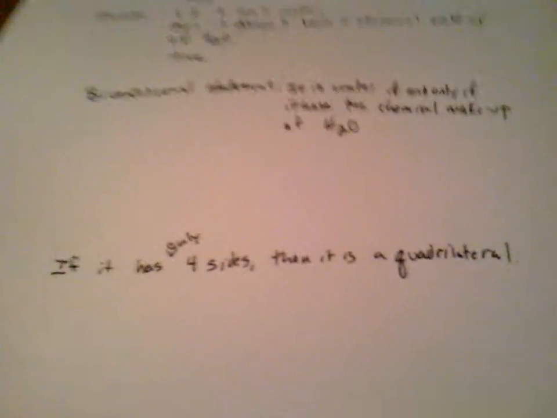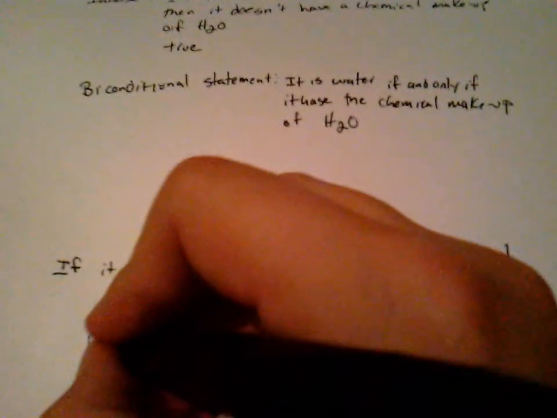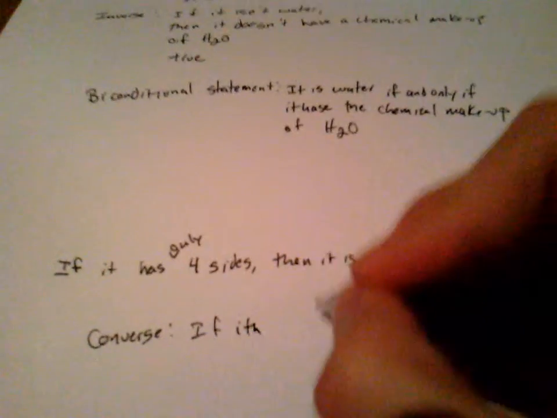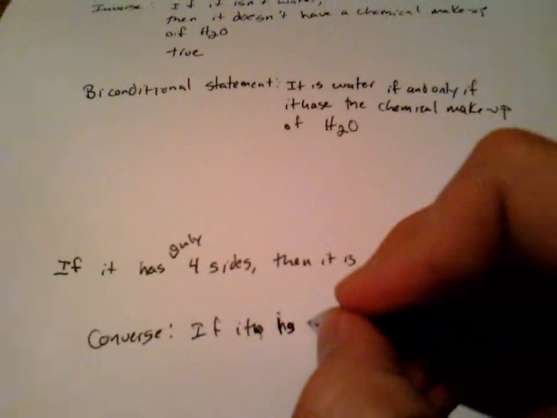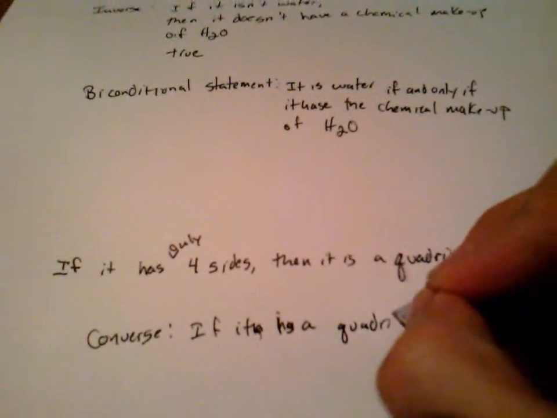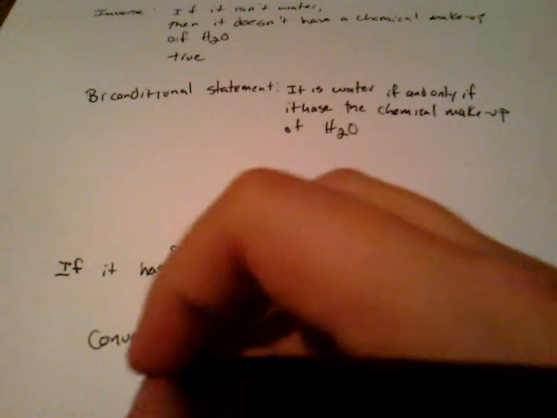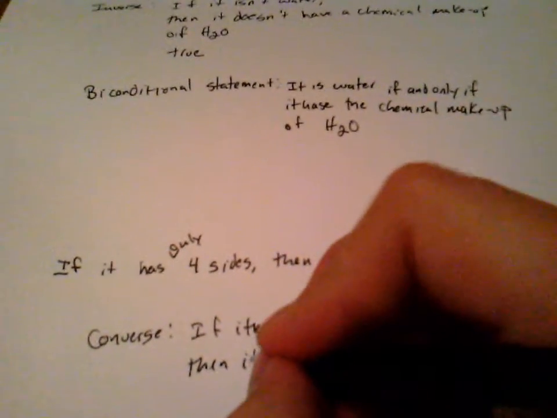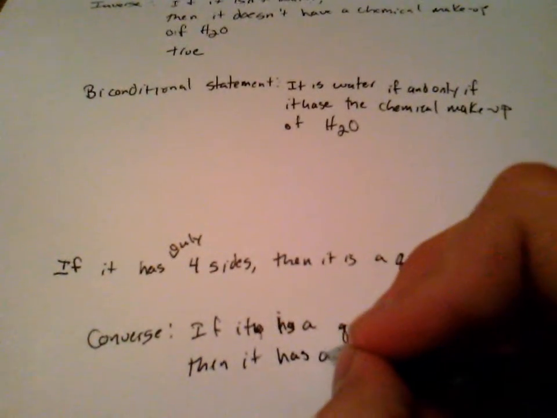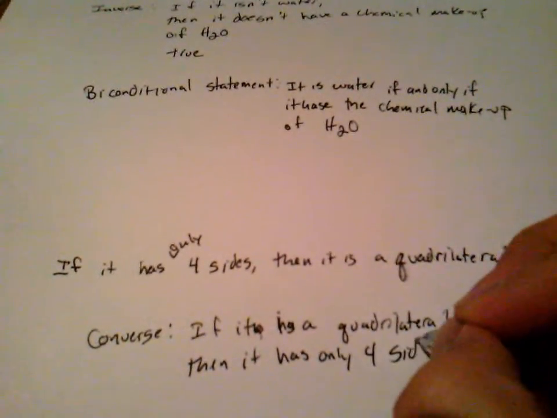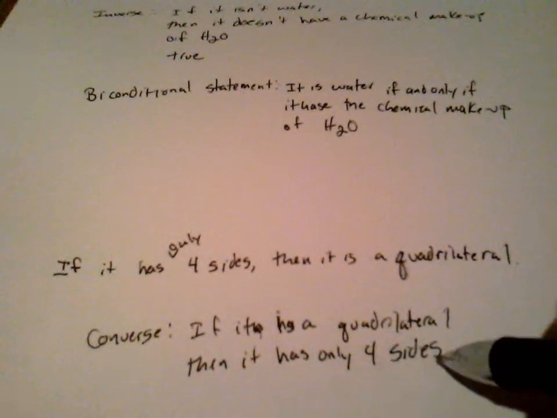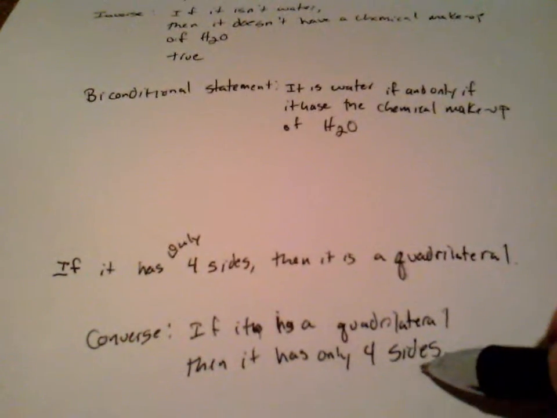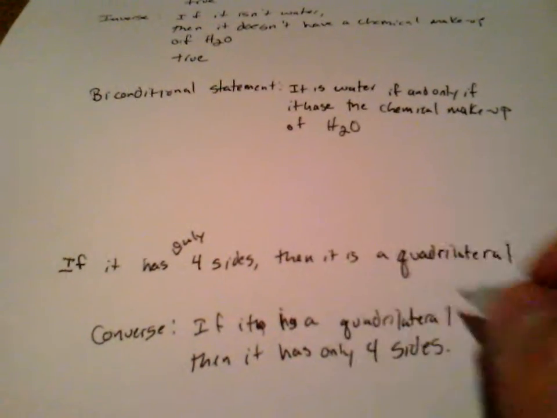So first, let's make the start conditional statement. Let's make the converse. If it is a quadrilateral, then it has only four sides. Well, this is true. If it is a quadrilateral, it can only have four sides because quadrilateral just means four-sided figure. So this statement is true.